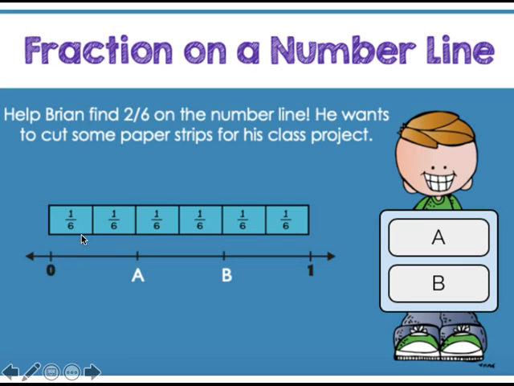Help Brian find 2/6 on the number line. He wants to cut some paper strips for his class. Now this is tricky because the number line is broken into thirds, but the fraction bar is giving you sixths, so it might throw you off a little bit. All right, here's your answer. A. So friends, you know what that means? 1/3 is the same as 2/6. That's what that means.